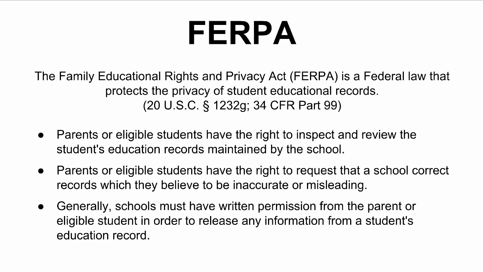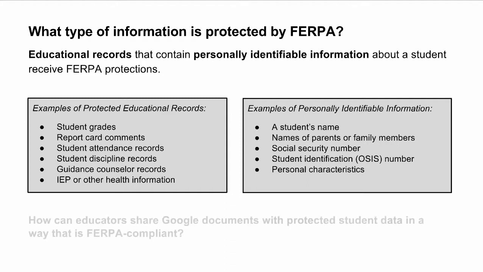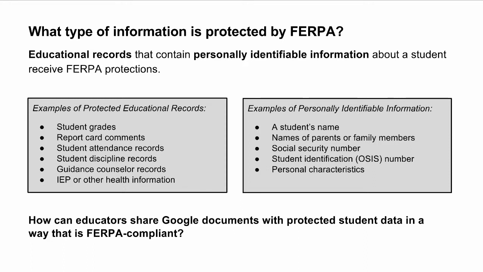Some examples of protected student records include student grades, report card comments, attendance and discipline records, and IEPs that contain personally identifiable information. This is information making the student easily traceable: the student's name, the name of parents or family members, a social security number, or a student ID number. So the question is, how can educators share Google documents in a way that is FERPA compliant?